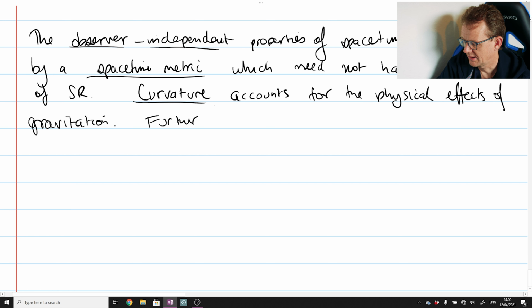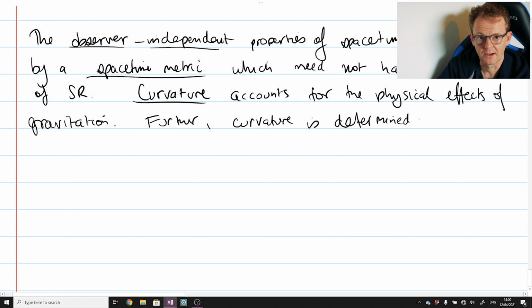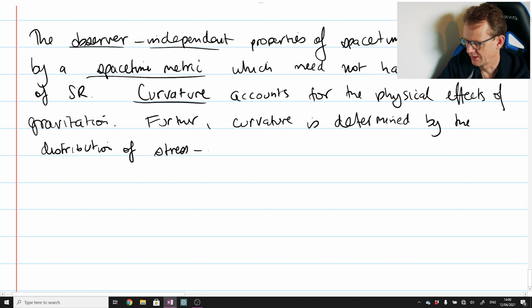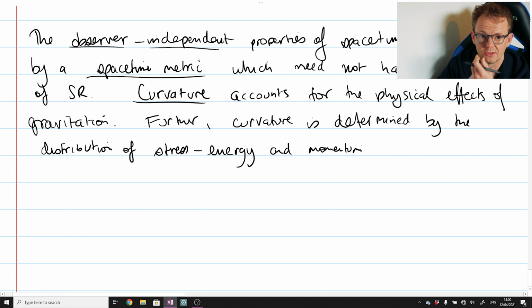But the part that we haven't really discussed today, and we will discuss later, is that curvature is determined itself by matter. Well, not really just matter, actually. Matter is perhaps oversimplifying it. Curvature is determined by the distribution of stress, energy and momentum in space-time, and then vice versa.